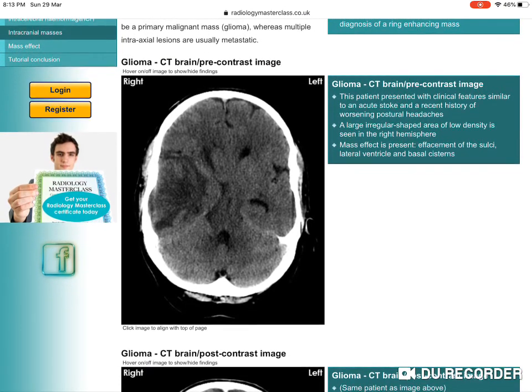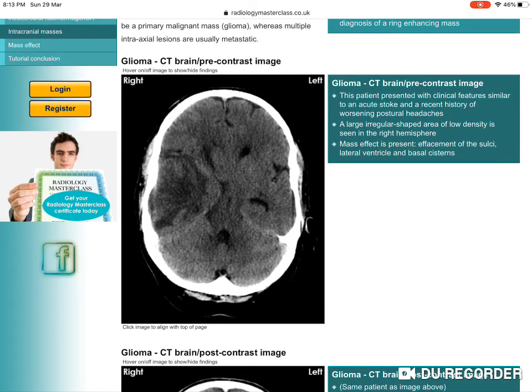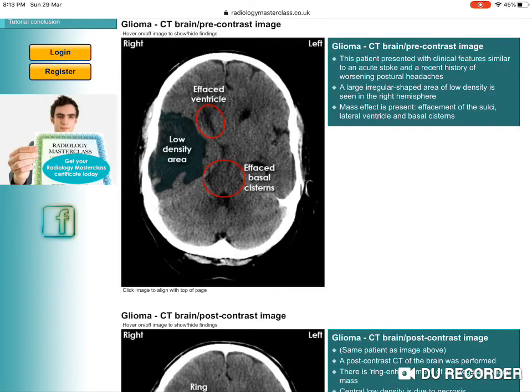Glioma, CT brain pre-contrast image. This patient presented with clinical features similar to an acute stroke and a recent history of worsening postural headache. A large irregular separate area of low density is seen in the right hemisphere. Mass effect is present, with effacement of the sulci, lateral ventricles and basal cisterns.